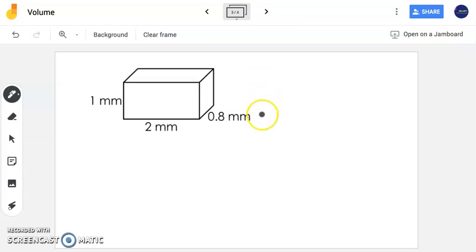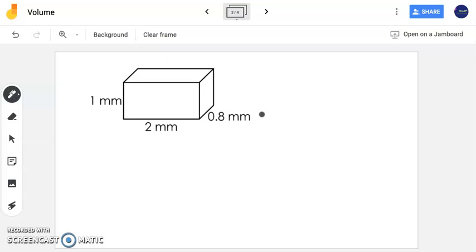Now in this example here, we're given another rectangular prism, except I noticed that one of my values is a decimal. Now as we've discussed in the past, when you're measuring the length or width or height of objects or anything, you need to recognize that you might not always have whole numbers. You will have decimals and fractions as well.